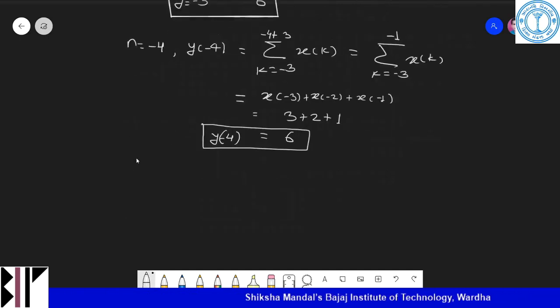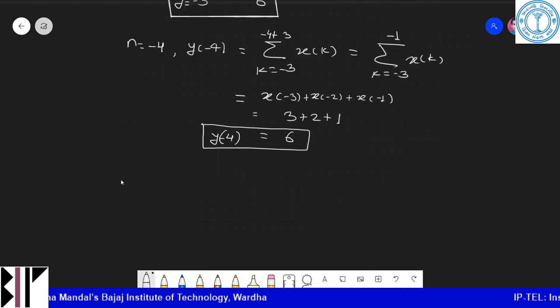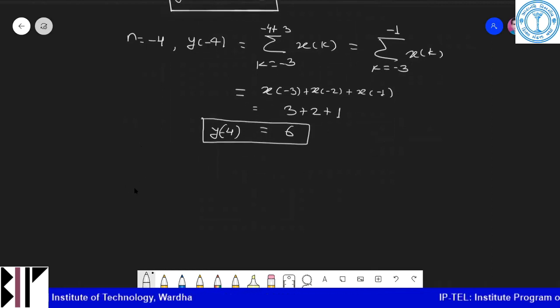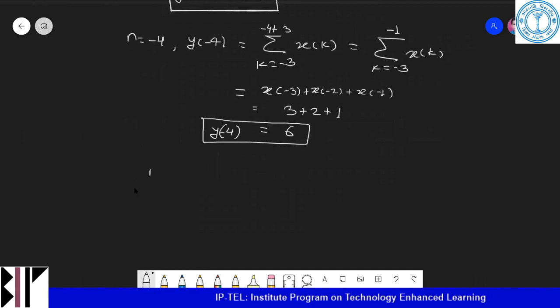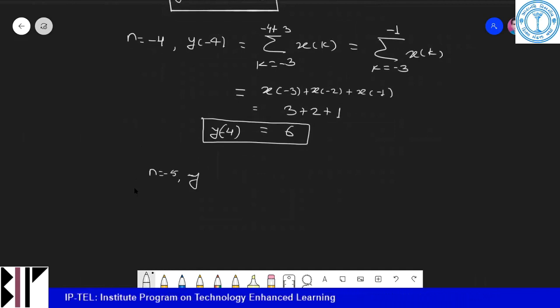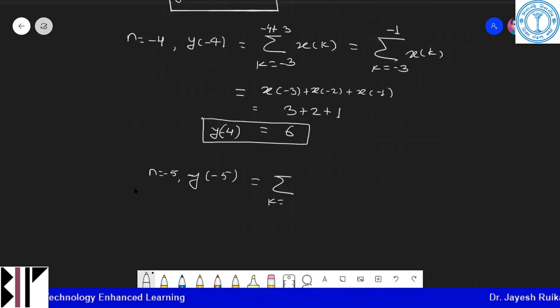Similarly, up to how much time do we have to go? Till we get all these values, all these samples will be equal to 0. Later on, all the samples will be zeros. So I will again go for n equals minus 5. We'll have y of minus 5, which is equal to summation k goes from minus 3 to minus 5 plus 3.